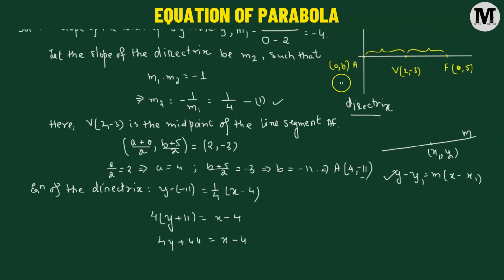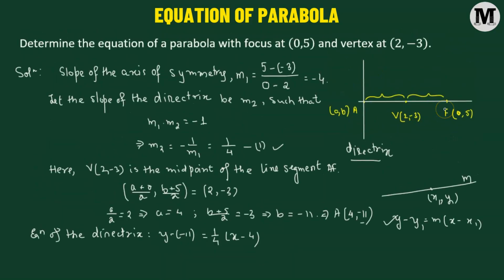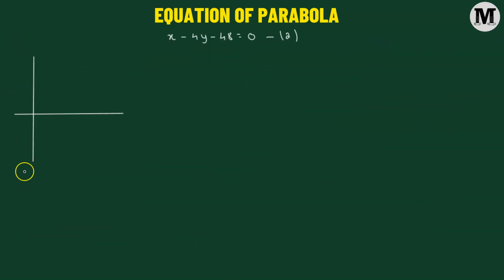So now we have successfully obtained the equation of the directrix line. We have the coordinates of the focus. Now we are ready to obtain the equation of the parabola. Here the directrix line is x minus 4y minus 48 equals 0, and the coordinates of the focus, already given to us, are (0, 5). Here I'd like to point out not to get confused: the x coordinate is 0, which tells us that the focus is lying on the y-axis, not the x-axis, although the diagram might suggest that the focus is lying on the x-axis.